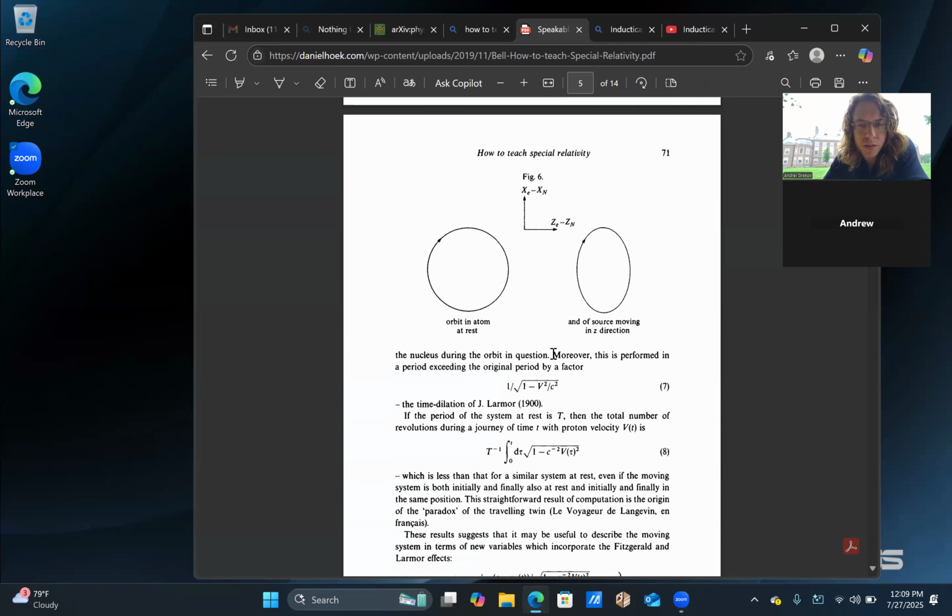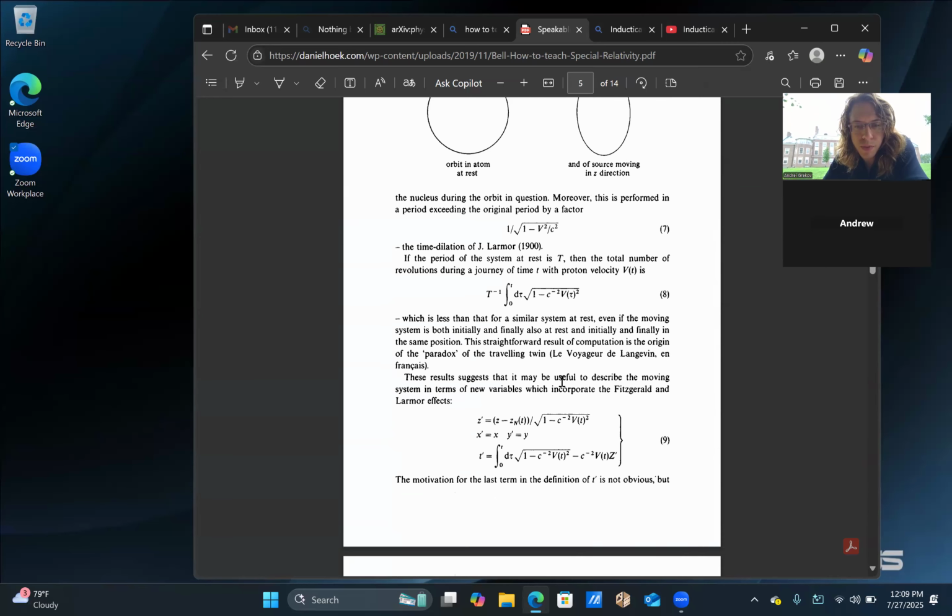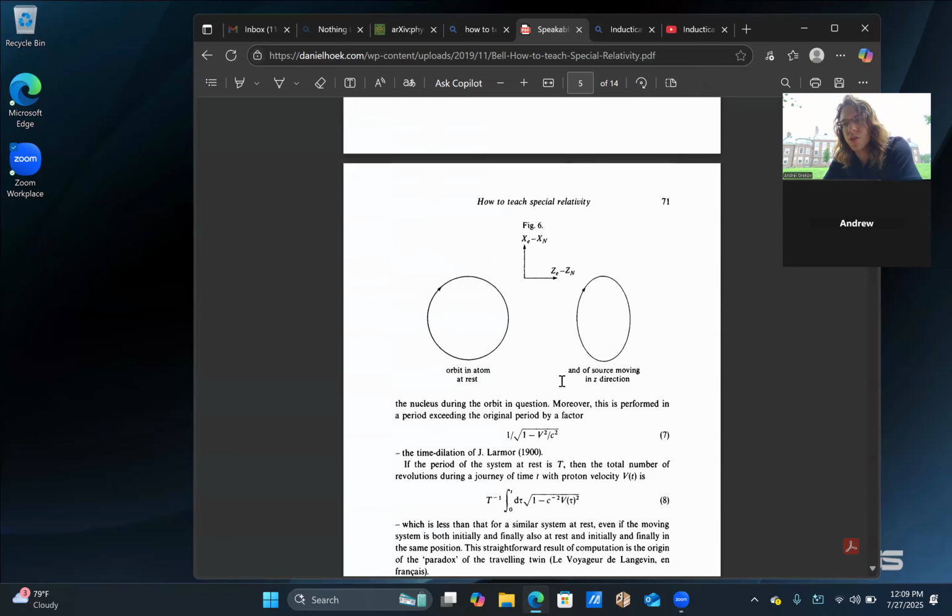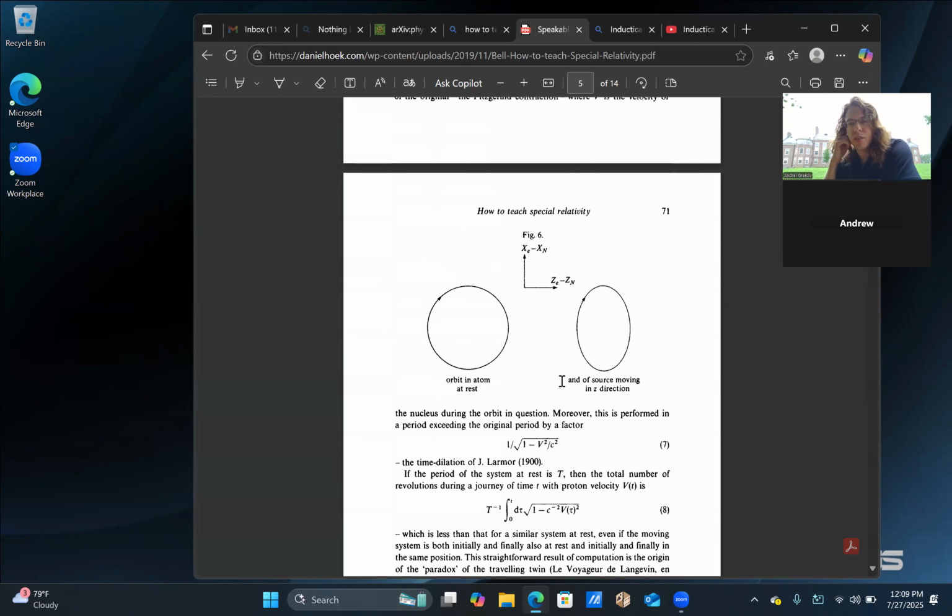yeah, this orbit is performed in a period exceeding the original period by a factor, which is a time dilation factor due to Larmor. And basically his point is that these two facts explain the time dilation and length contraction very neatly from the point of view of observer A.